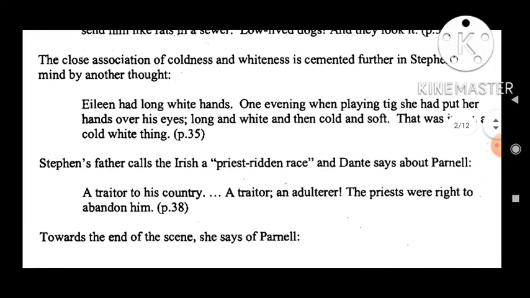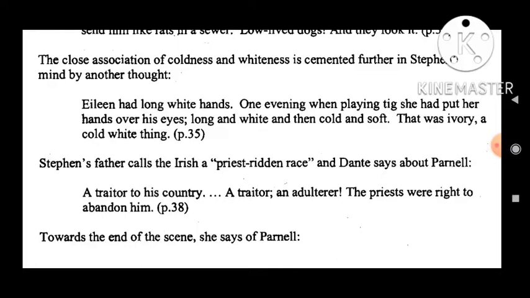Page 33. The close association of coldness and whiteness is cemented further in Stephen's mind by another thought. Eileen had long white hands. One evening when playing tig, she had put her hands over his eyes, long and white and then cold and soft. That was ivory, a cold white thing.